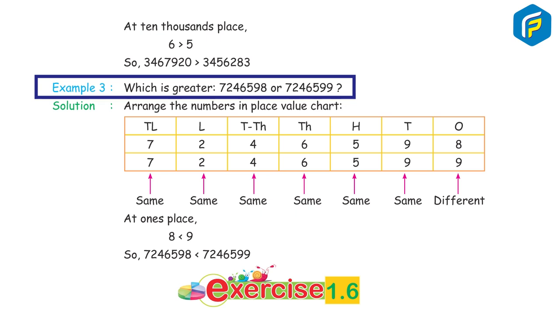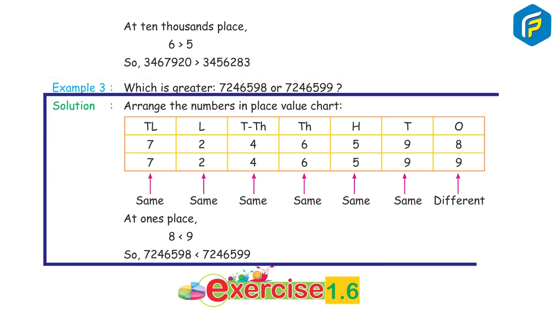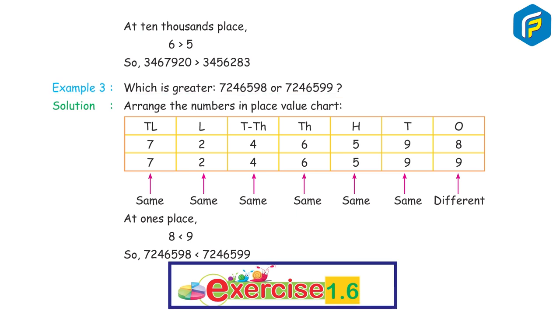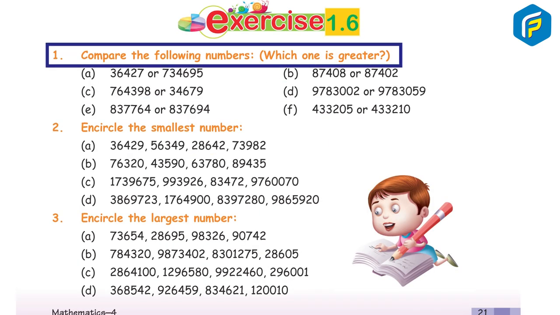Example 3. Which is greater? 72,46,598 or 72,46,599? Solution. Arrange the numbers in a place value chart. At the 1s place, 8 is smaller than 9. So, 72,46,598 is smaller than 72,46,599.